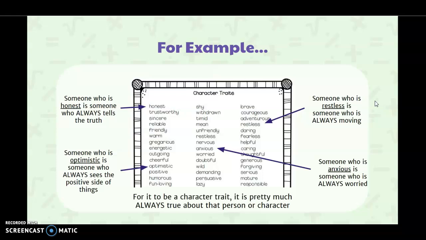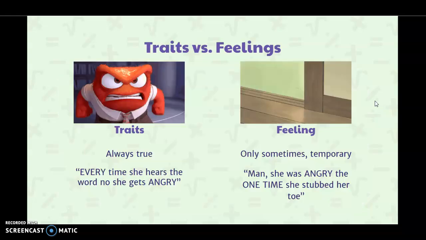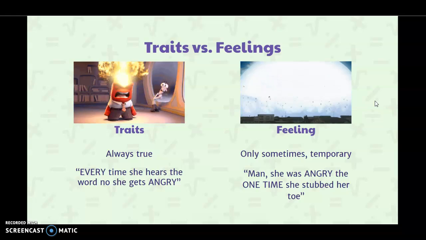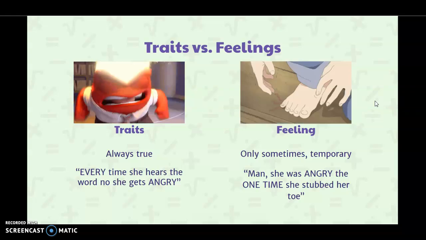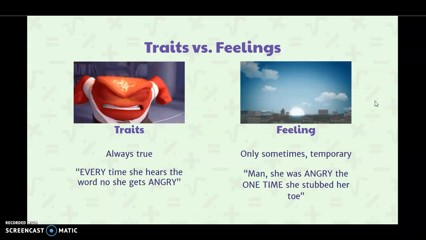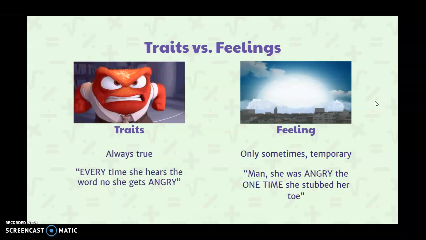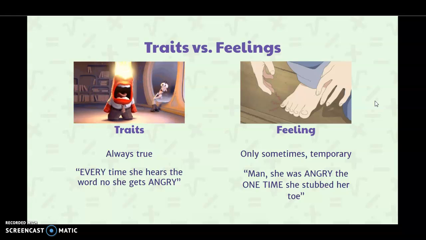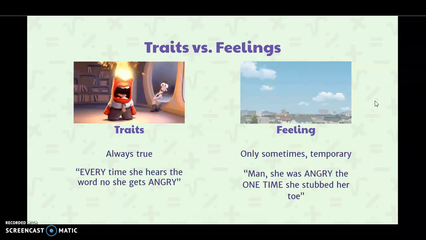If you didn't pick that up, for it to be a character trait, it is pretty much always true about that person or character. We see them behave, we see them act this way a lot. Now, this is where you have to be careful, because sometimes what we call a character trait is just a feeling. For it to be a character trait, it's always true. So every time she hears the word no, she gets angry. That would make her character trait angry or maybe short-tempered.